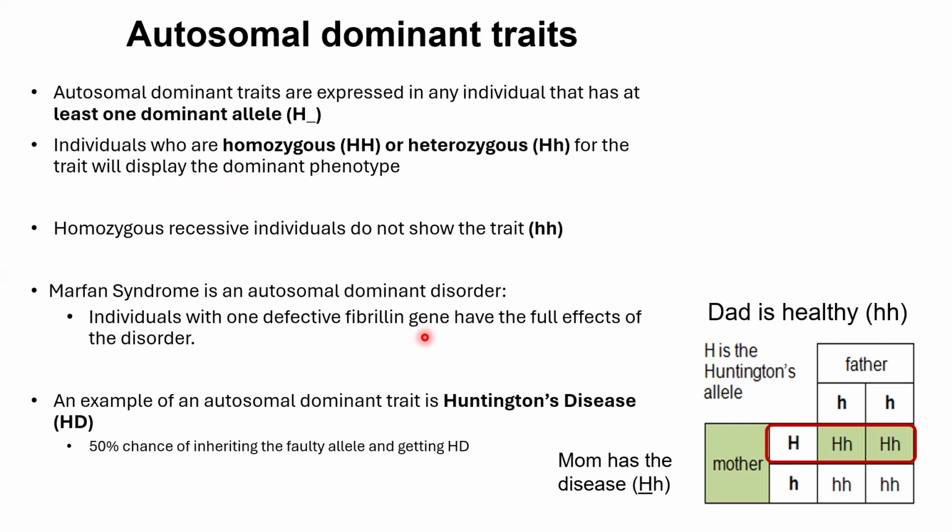That is actually an autosomal dominant disorder, where individuals with one defective fibrillin gene can have the full effects of the disorder itself. Another prominent example of autosomal dominant traits is Huntington's disease. Basically, if you have a person affected in your family, you have a 50% chance of inheriting that faulty gene and getting Huntington's itself.